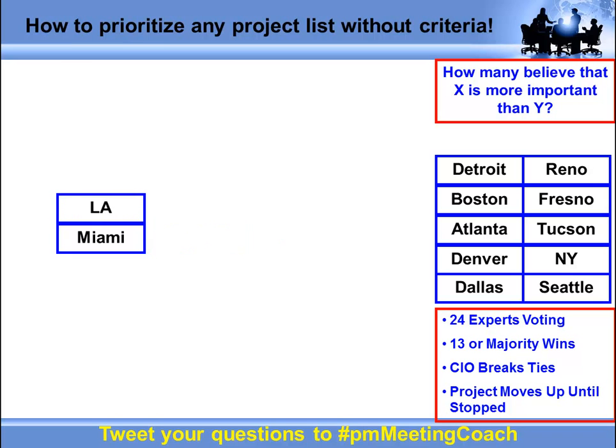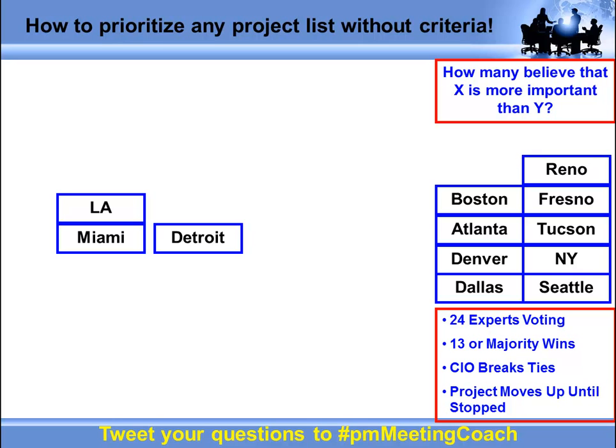So we've already got our first two projects up there. We've got LA and Miami, and we know that LA is more important than Miami based on the gut feel of the participants. So I randomly grab another one and I place it at the bottom of the list to compare it against the project on the bottom. I grab Detroit and I read the question again and I say, how many people believe that Project Detroit is more important than Project Miami?